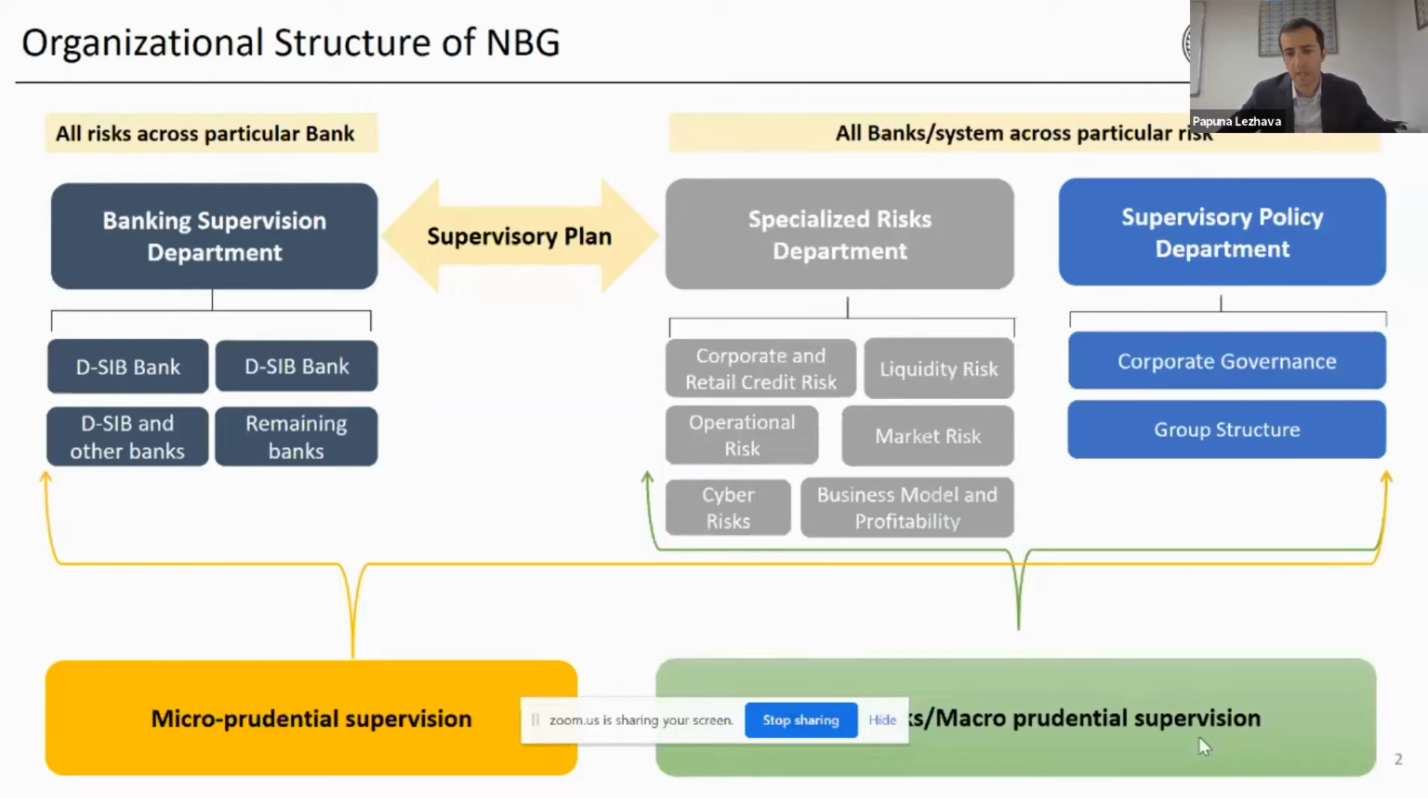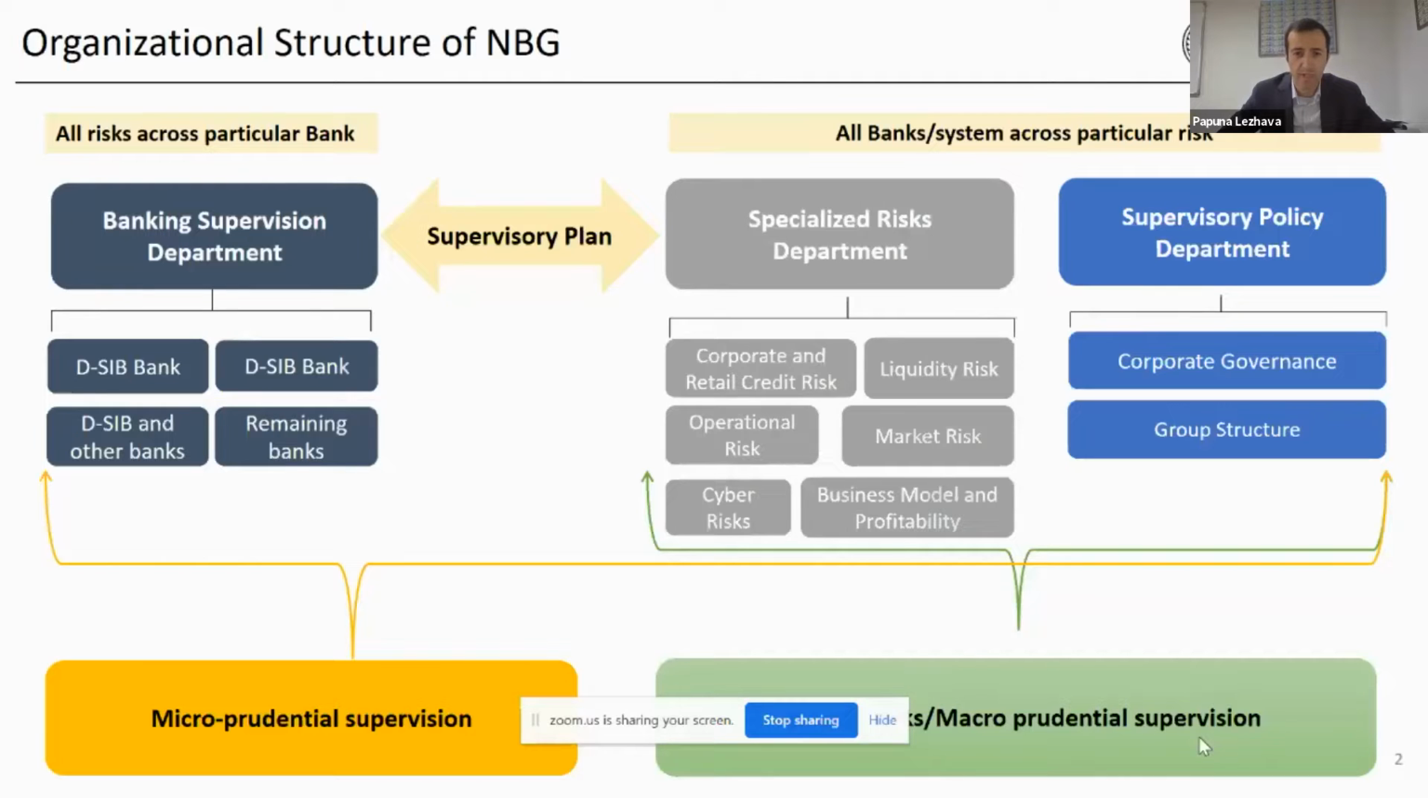And the goal of this distribution of resources is to be more risk-based and to focus most of our resources on the banks, which are more systemically important. On the other hand, on the right side, you will see the other departments, which are the specialized risks department and the supervisory policy department. So these departments are looking at specific risks across the whole banking system.